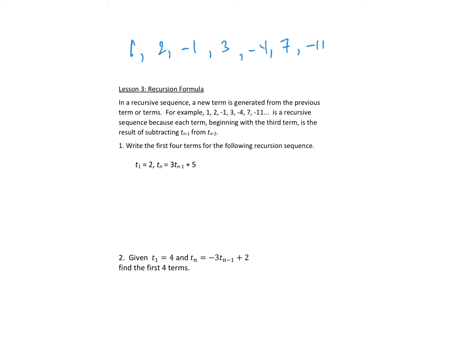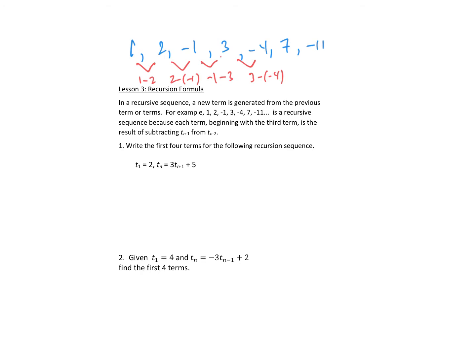If I do 1 minus 2, I get -1. If I do 2 minus -1, I get the next term, which is 3. If I do -1 subtract 3, I get the next term, which is -4. If I do 3 minus -4, I get the next term, which is 7. So there's no arithmetic pattern between the numbers, and no geometric pattern, but there is a pattern where I can find the next term in the sequence by using the term before it.